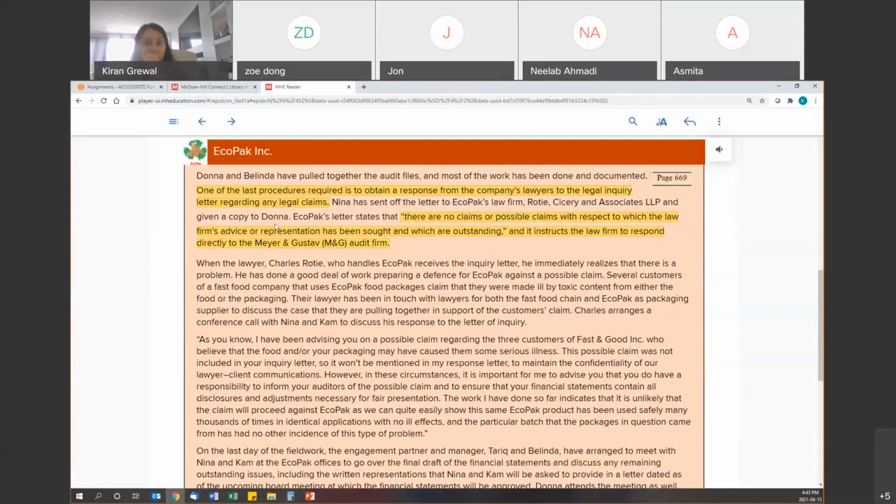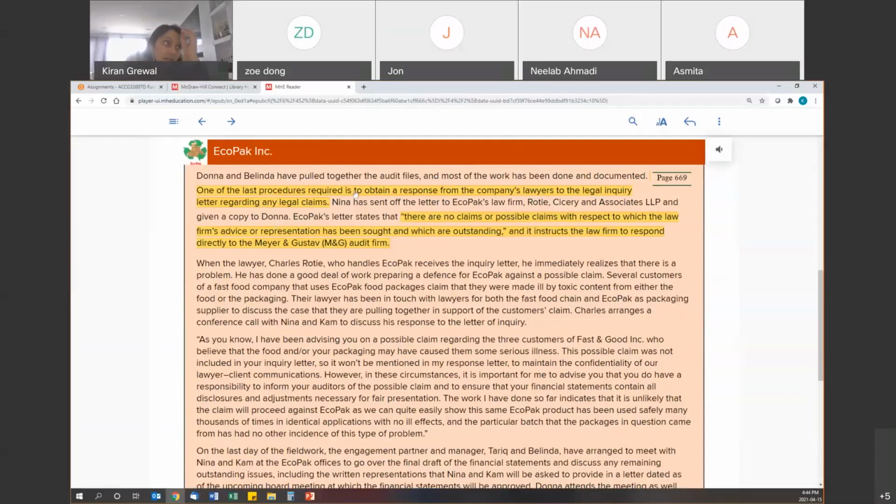This is one of the last procedures that auditors would do just in case there are some subsequent events. We saw that subsequent event where they decided to settle and pay 15 million. That's why we do this as one of the last procedures, to see if there is any information on an existing claim that they would have to accrue for.